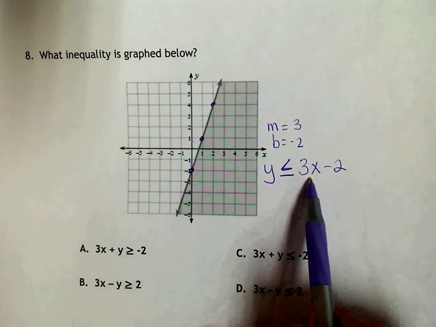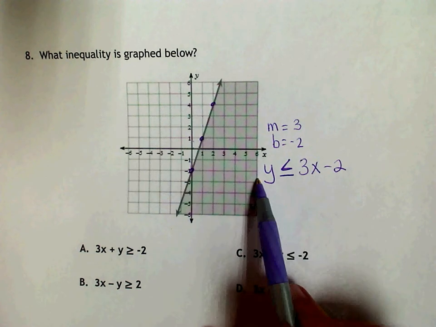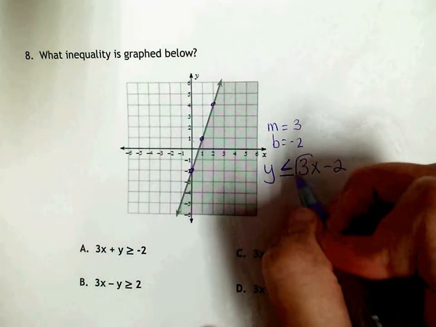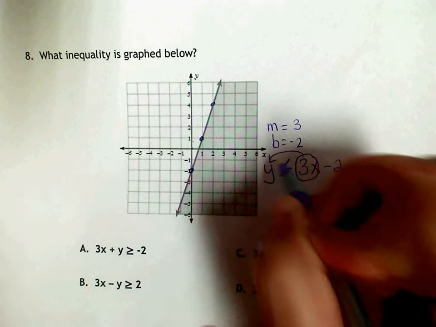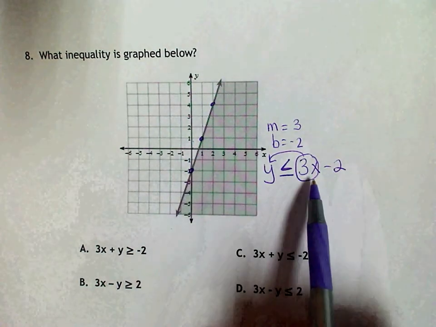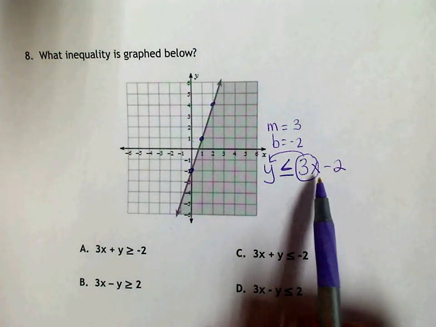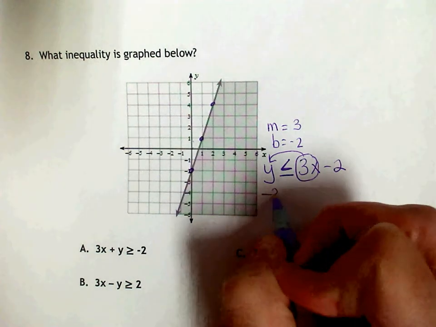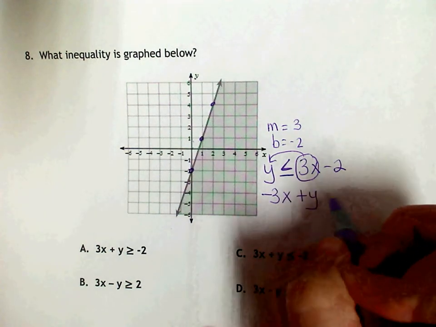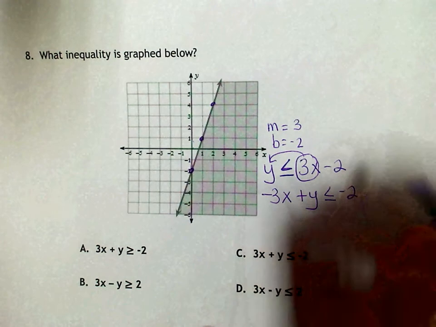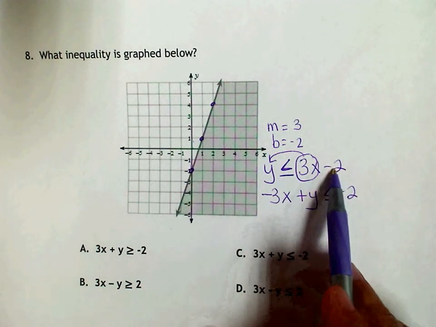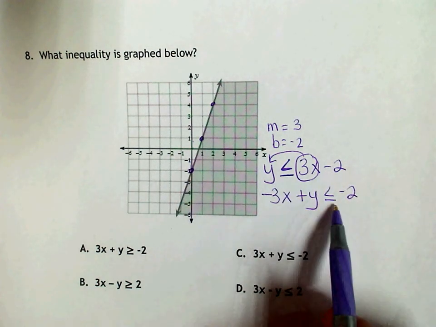So to put it in standard form, x needs to be on the same side as y. So I'm going to move the x over to the other side. Again, I'm only moving the x, so that's the only sign that's going to change. So we're going to have negative 3x plus y is less than or equal to negative 2. So the y stayed positive, the negative 2 stayed negative, my sign stayed what it was.